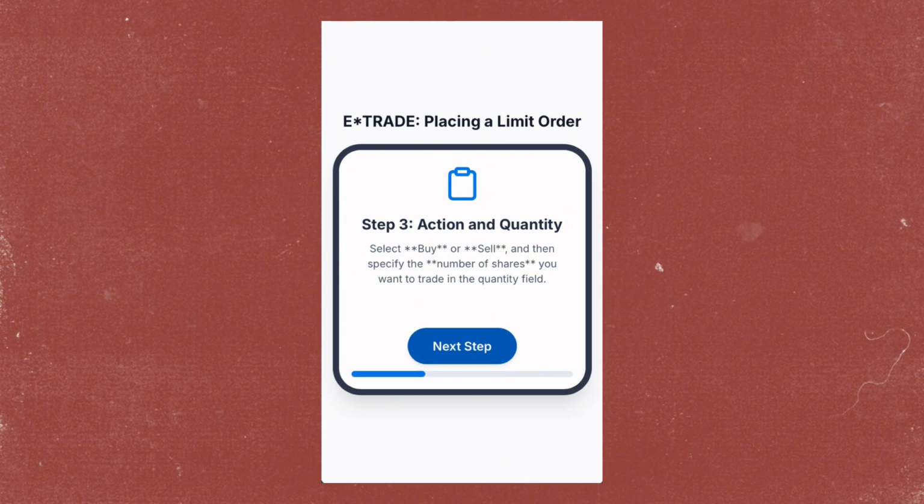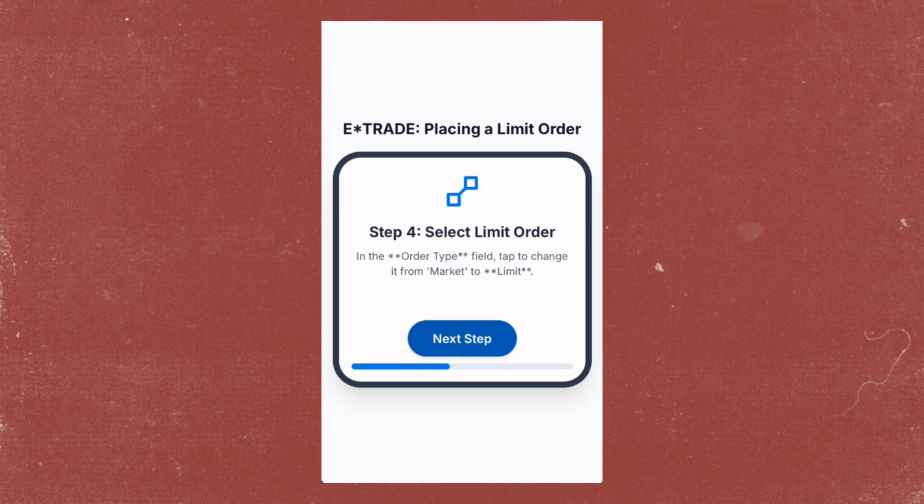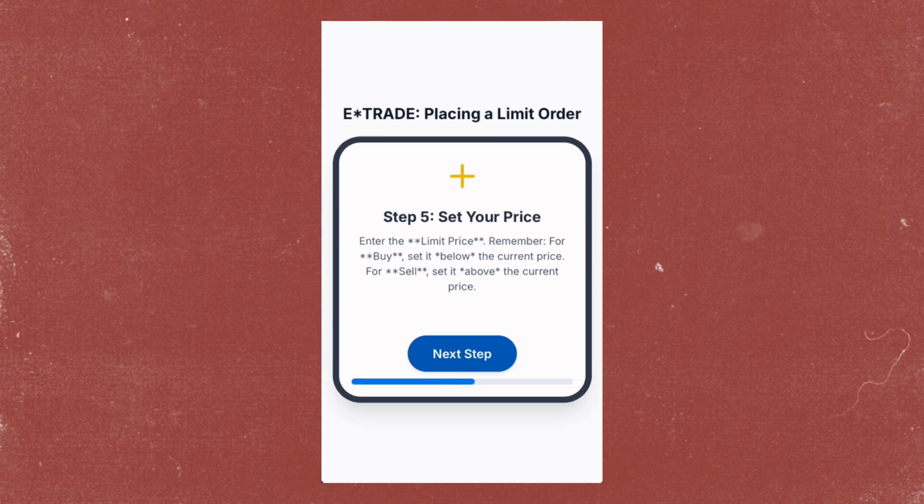Next is the action and the quantity. Select buy or sell and then specify the number of shares that you want to trade in the quantity field. Next is to select the limit order. In the order type field, you have to tap to change it from market to limit.